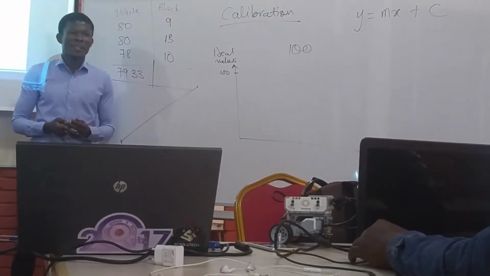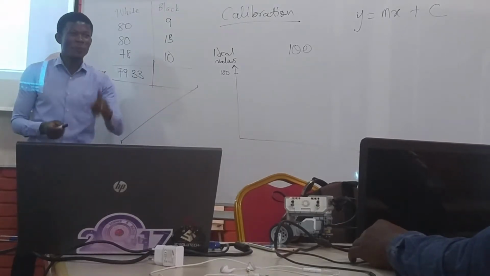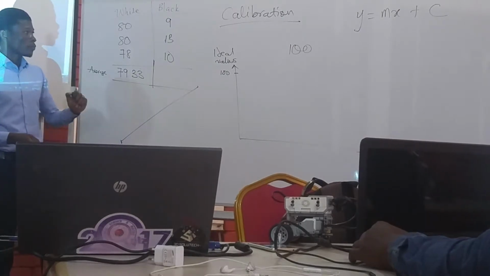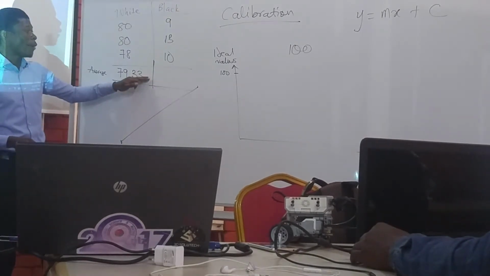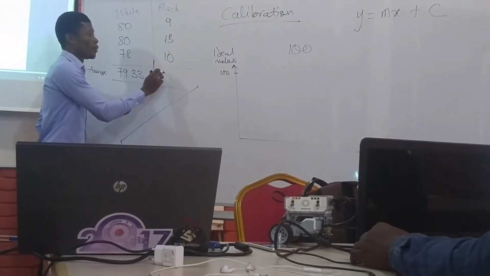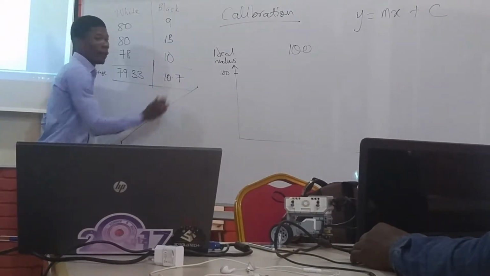How will you calculate it here? Your brain is like a muscle. If you don't use it, you will lose it. Okay, so this is the average value for white, and what would be the average value for black? 10.7.